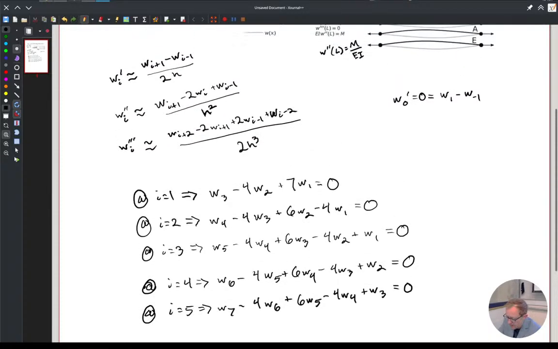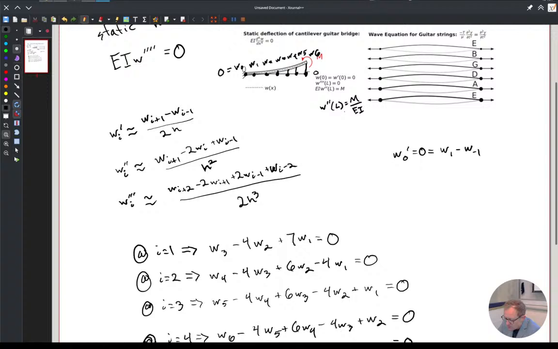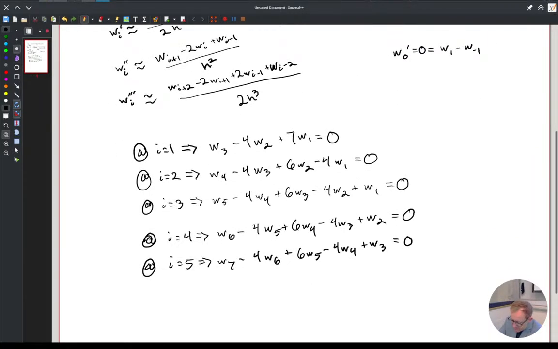So I know that w triple prime equals 0. So w triple prime at 6 equals 0, which is equal to w8 minus 2w7 plus 2w5 plus w4, and it's all equal to 0. But now I have two unknowns, w8 and w7.